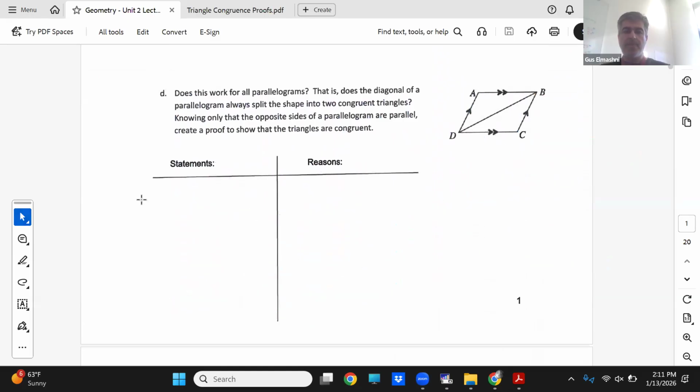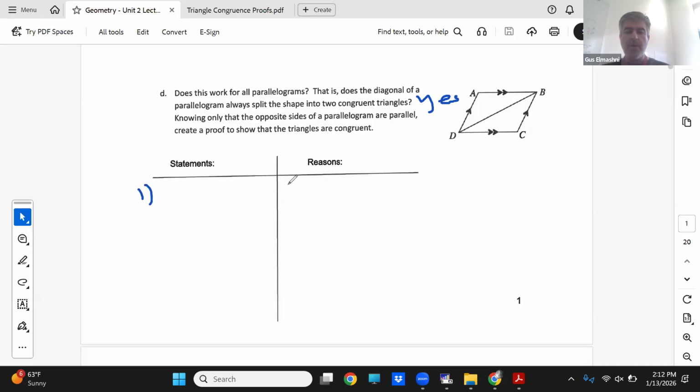Okay, so this works for all parallelograms. That is, does the diagonal of a parallelogram always split the shape into two congruent triangles? The answer is yes, and we're going to prove it. Knowing only that the opposite sides of the parallelogram are parallel, create a proof to show that the triangles are congruent. Great. Okay, let's do it.